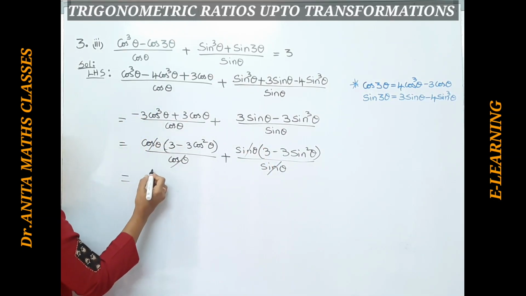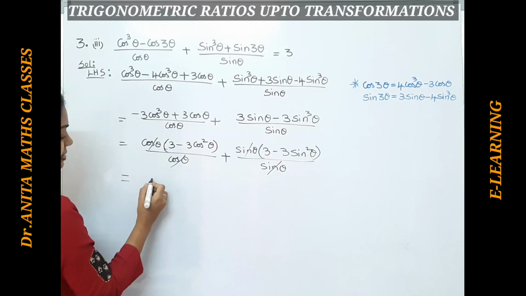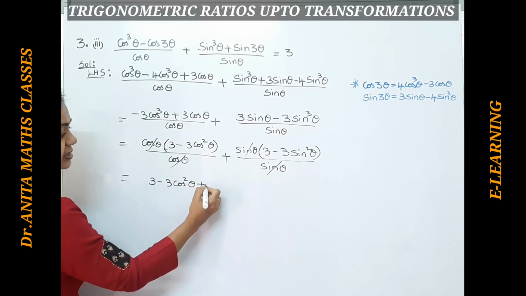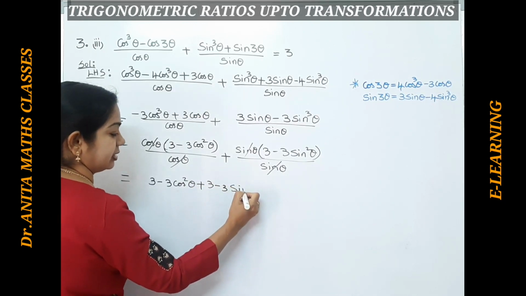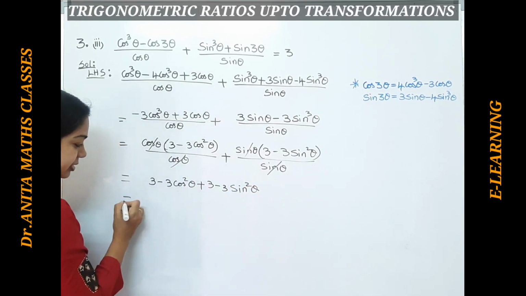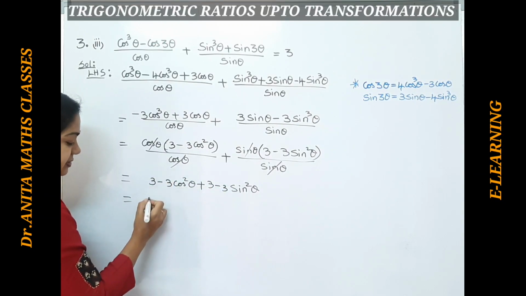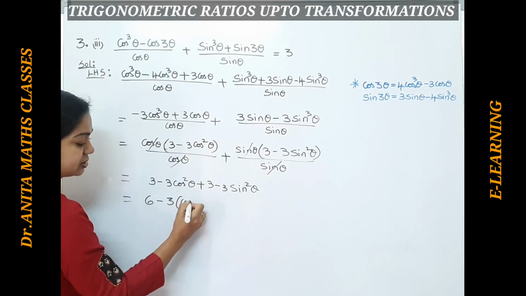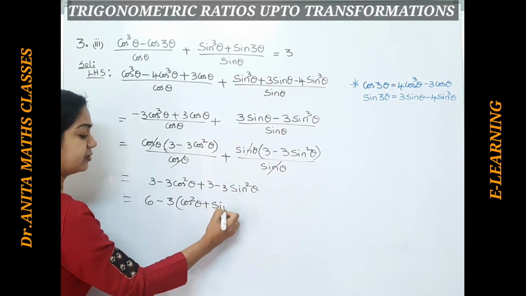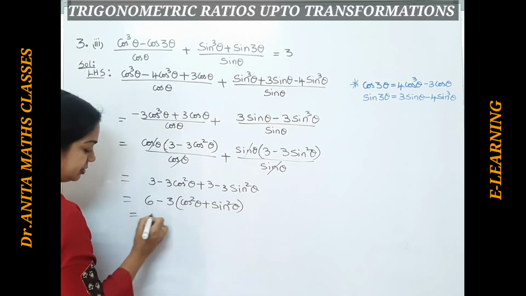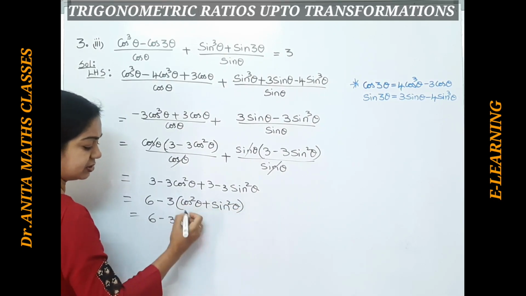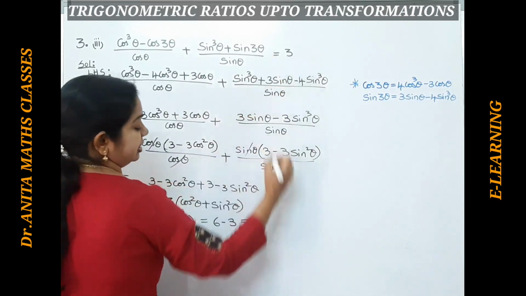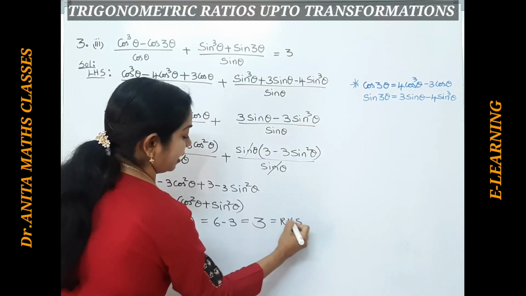Now these two are plus: 3 minus 3 cos square theta plus 3 minus 3 sin square theta. So 3 plus 3 is 6, minus, and in these two if you take 3 common, cos square theta plus sin square theta, because minus also I've taken common. This is the first trigonometric identity, so 6 minus 3 equals 3, which is the RHS. Pause the video and note it down.